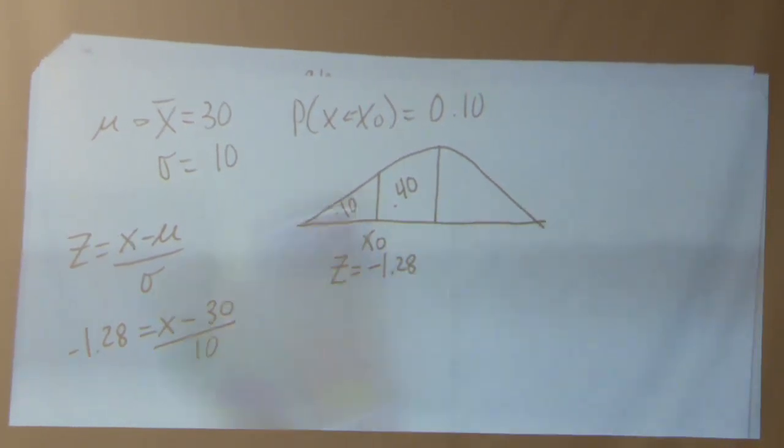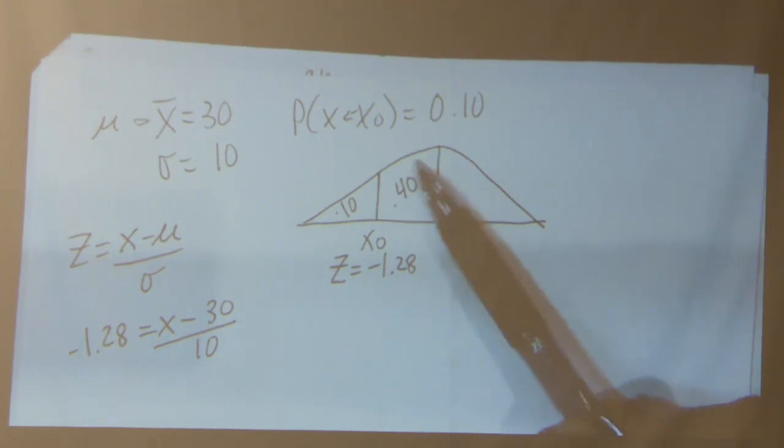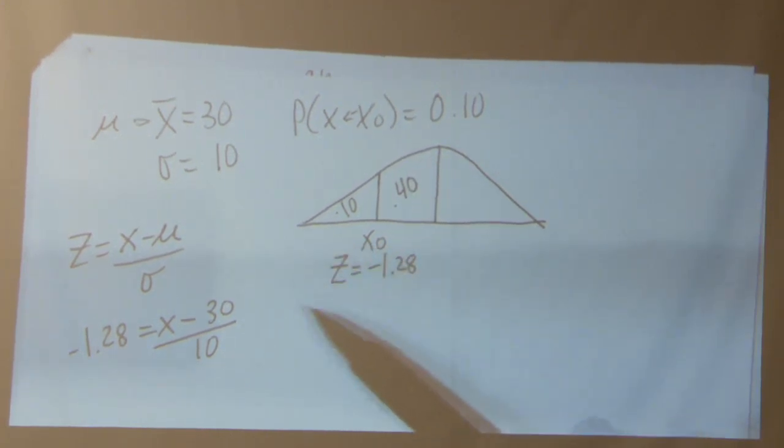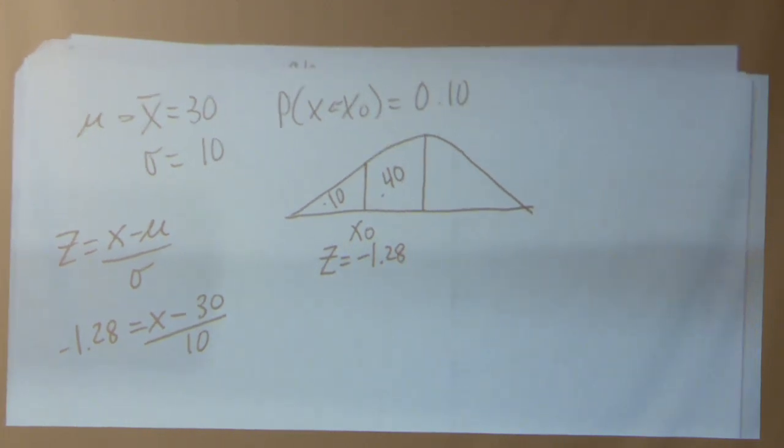So you can do all of these the same way. You just have to make sure that the first thing you're doing is taking your z-score and converting it into an x value. Everything else is set up the exact same way. It's just one extra step.